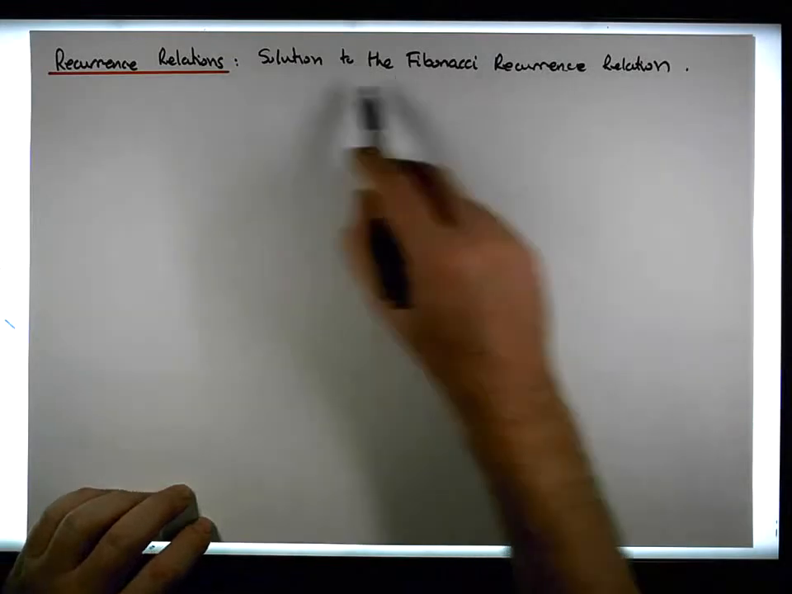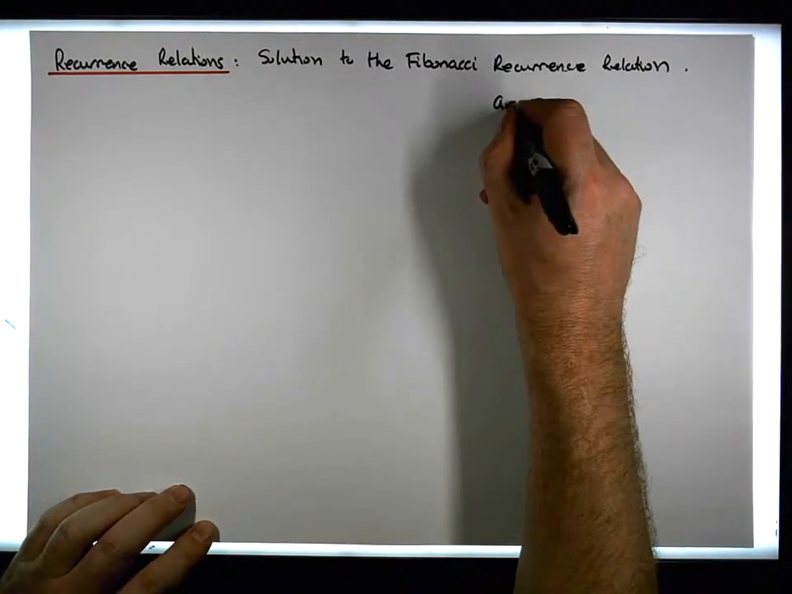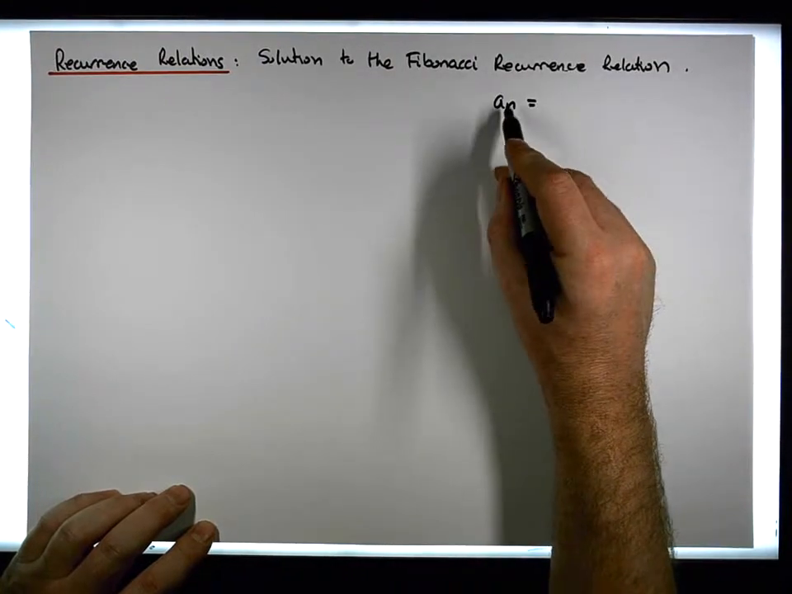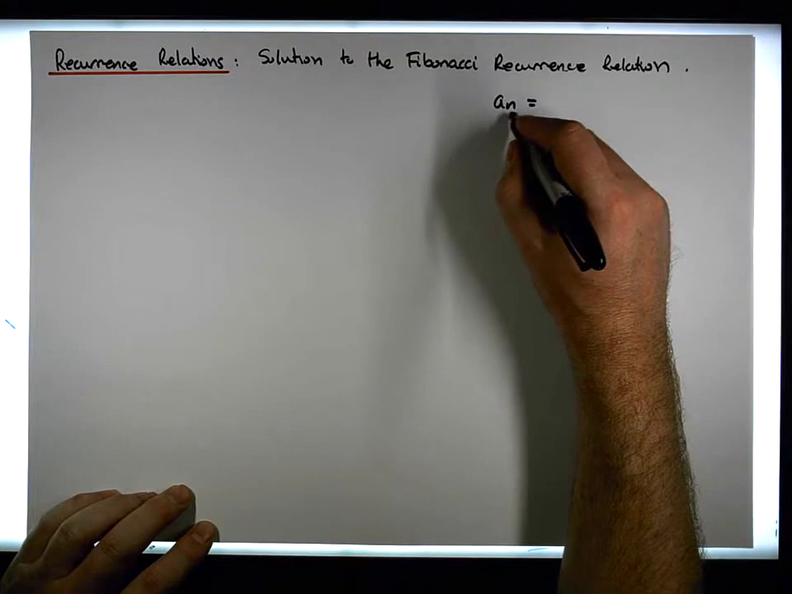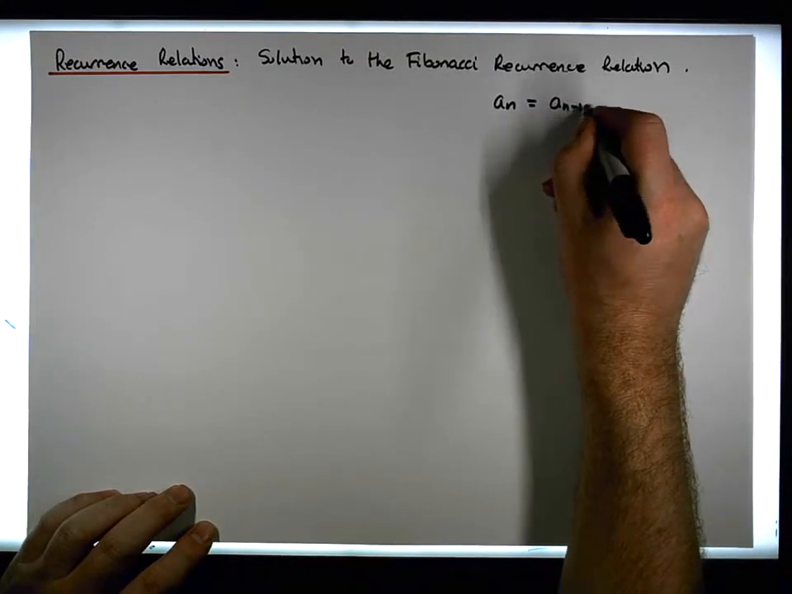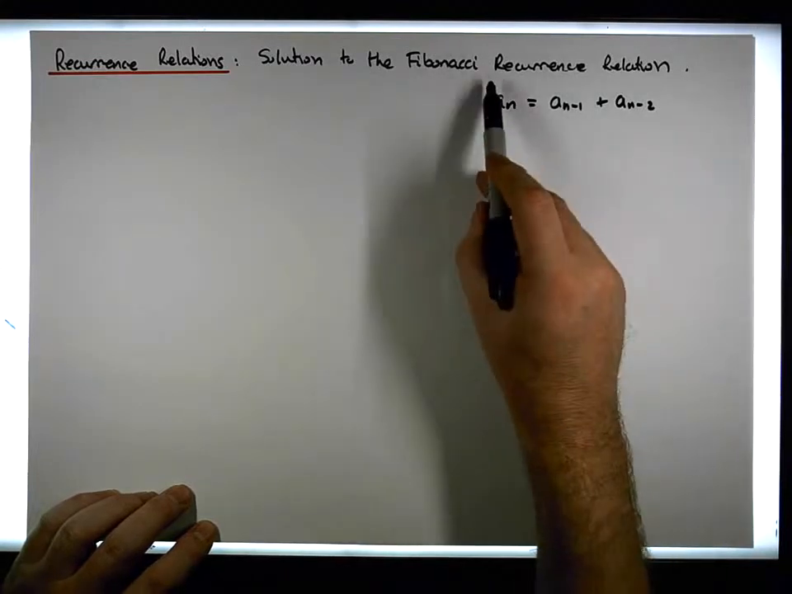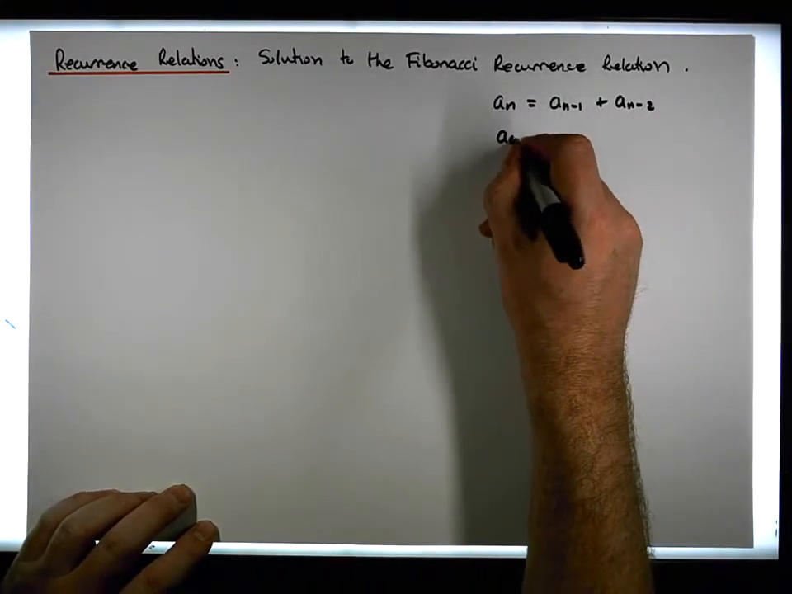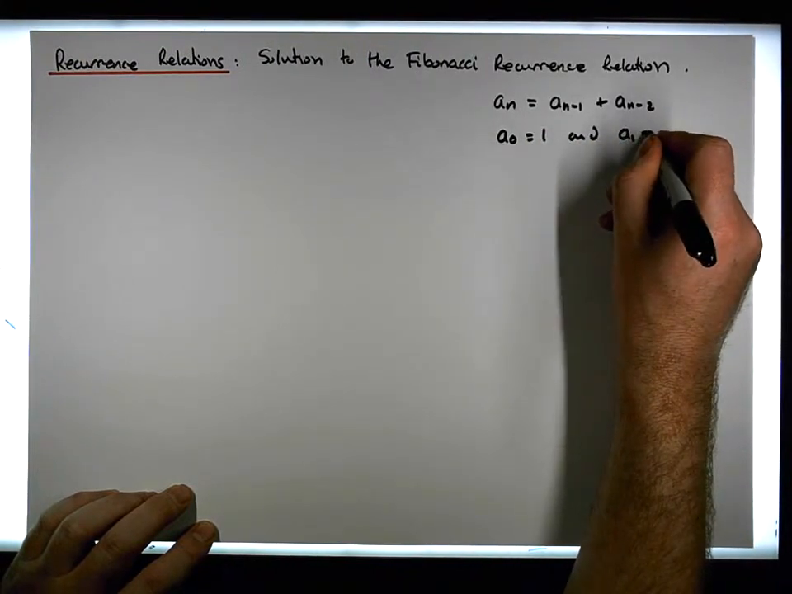And maybe just let's define the Fibonacci recurrence relation. It's a recurrence relation of the form a_n, the nth term in the sequence, is effectively equal to the sum of the previous two terms. So a_n is equal to a_(n-1) plus a_(n-2), and the initial solutions are that a_0 is equal to 1 and a_1 is also equal to 1.